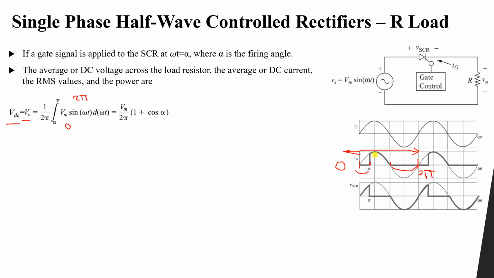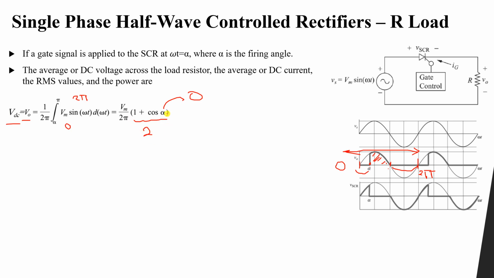So you can see that the output, V out, exists only in this part, okay? That's why the integration is from alpha to pi. For the signal V max sine omega t d omega t. If you integrate this, you will get V max over 2 pi times (1 plus cosine alpha). So as you can see, by controlling alpha, when alpha becomes 0, this part will become cosine 0, which is 1. So 1 plus 1 will give us 2.